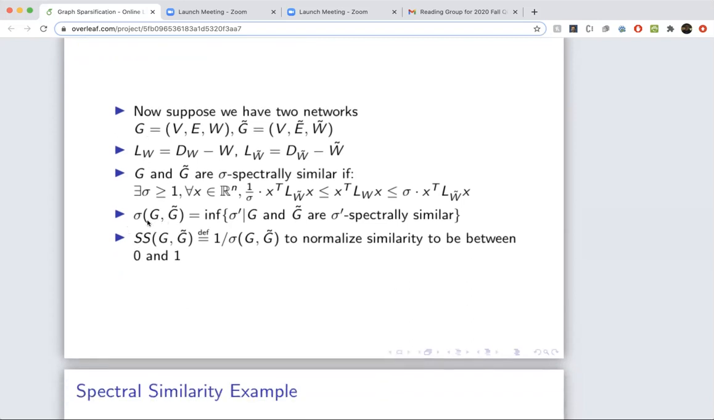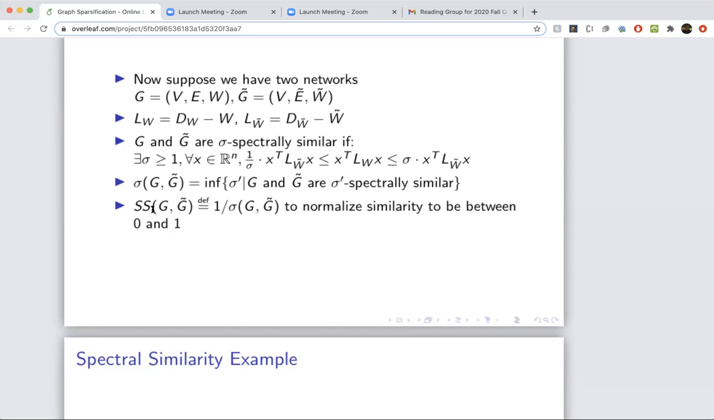You might realize that we're saying two graphs are sigma spectrally similar, but this could hold for varying quantities of sigma. Especially if you make sigma very large, the bounds could still hold, but they might not be as tight as possible. So the actual sigma that defines the spectral similarity between two different graphs, G and G prime, is the infimum of the set of all sigma primes such that G and G prime are sigma prime spectrally similar. We're taking the lower bound over all the feasible sigmas that satisfy the spectral similarity definition.